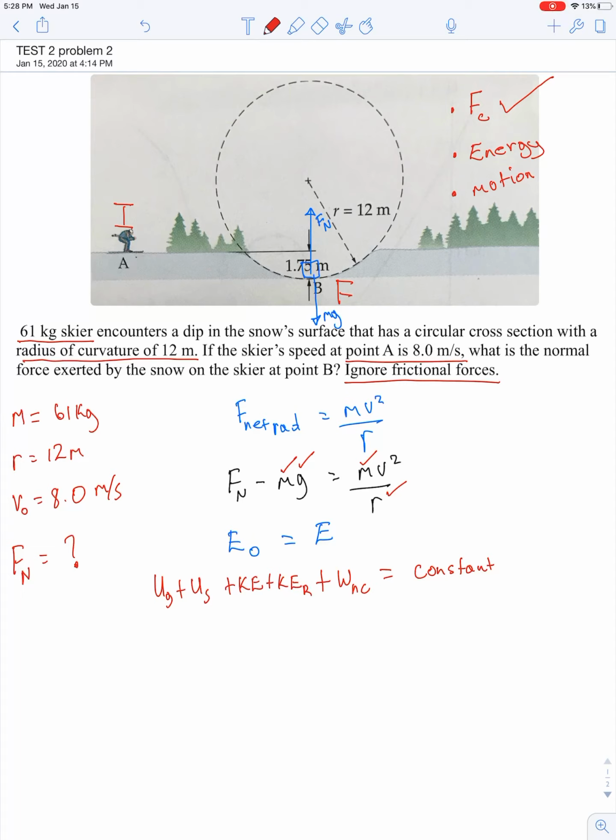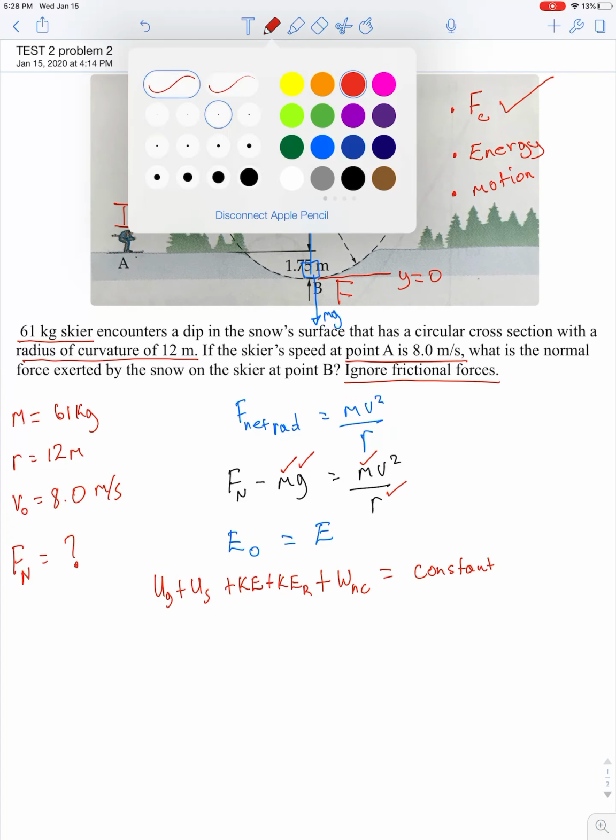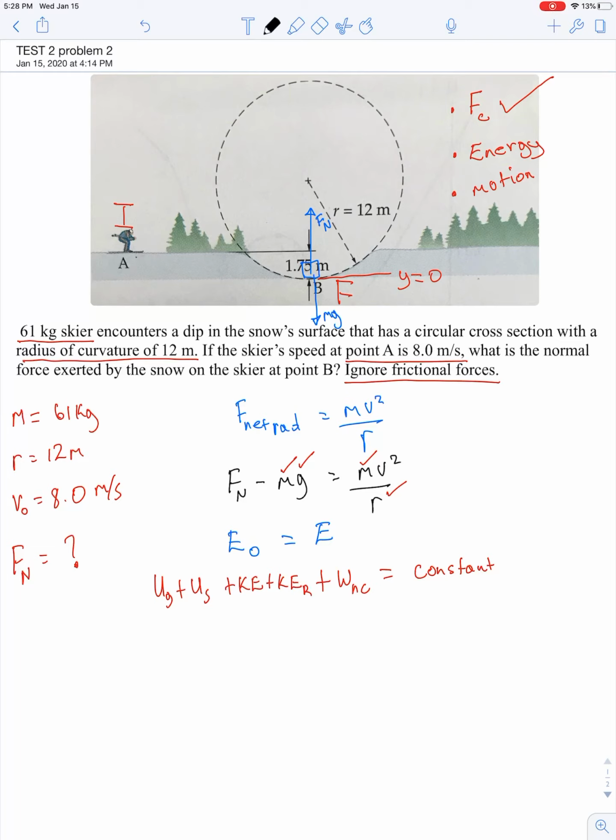The next thing I want to do is draw my y is equal to 0, aka my reference point. The reference point you want to put at the bottom. Why do you want to put it at the bottom? So that everything now becomes positive and you don't have to worry about any negative signs. So you just put it at the bottom, and that is my y is equal to 0. Great. Once you have done that, then you're ready to use this. All you do is check to see what types of energy you have initially and at the final position.